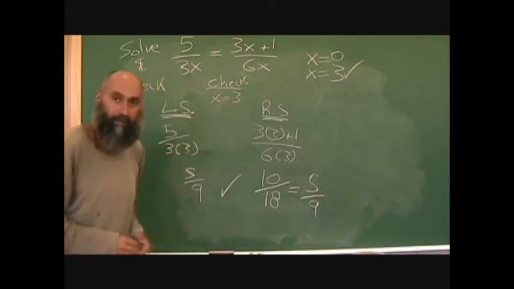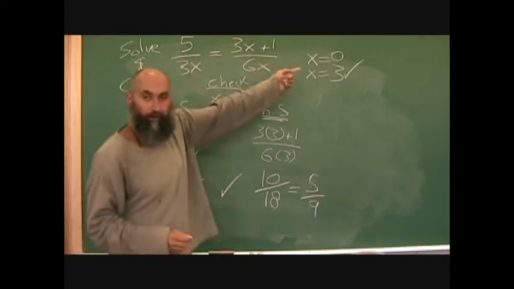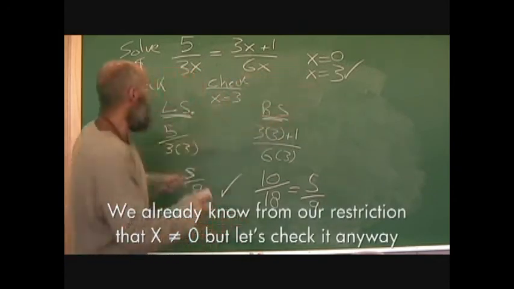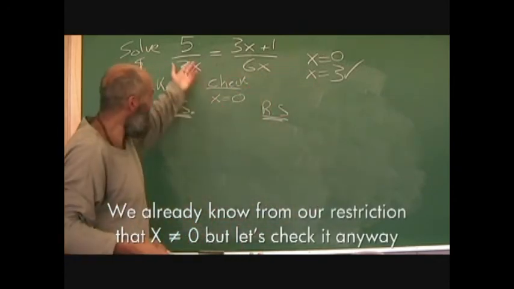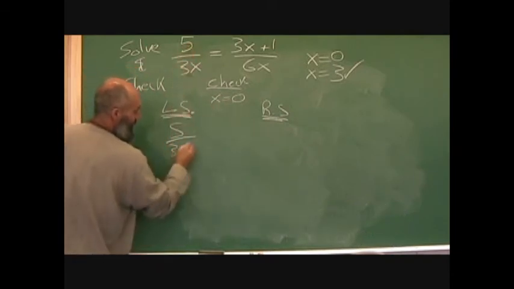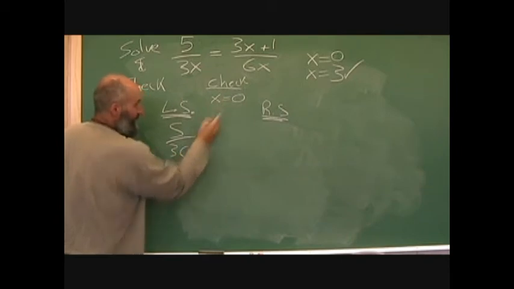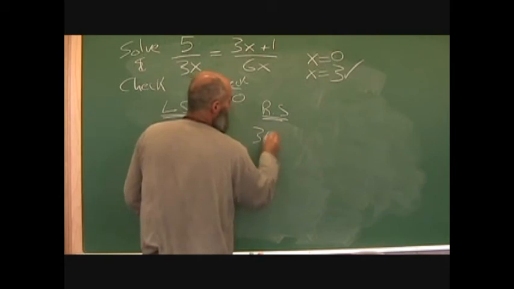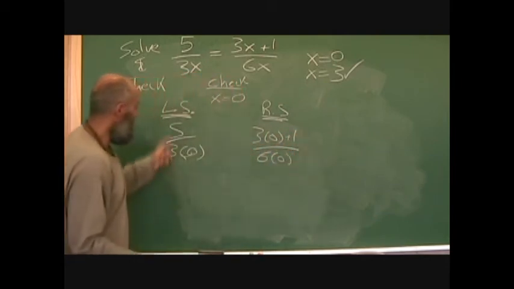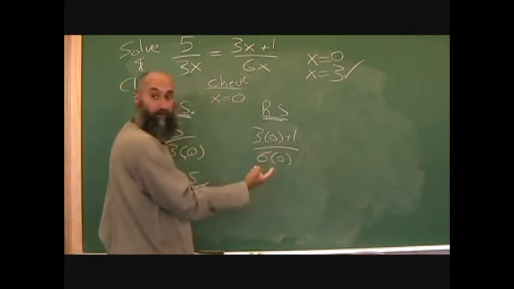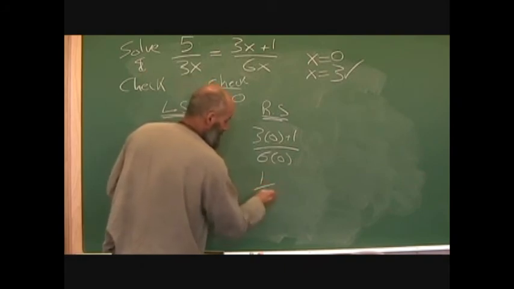You've done your check. Now what you have to do is do a check for your other solution, right? X is equal to 0. So let's plug it in and go through the work, right? 5 over 3 times 0. So it's the same thing, right? You're just plugging in x is equal to 0 for wherever you see x. 3 times 0 plus 1 over 6 times 0. Now, this is going to be 5 over 0. This is going to be 3 times 0 is 0, plus 1 is 1 over 0.